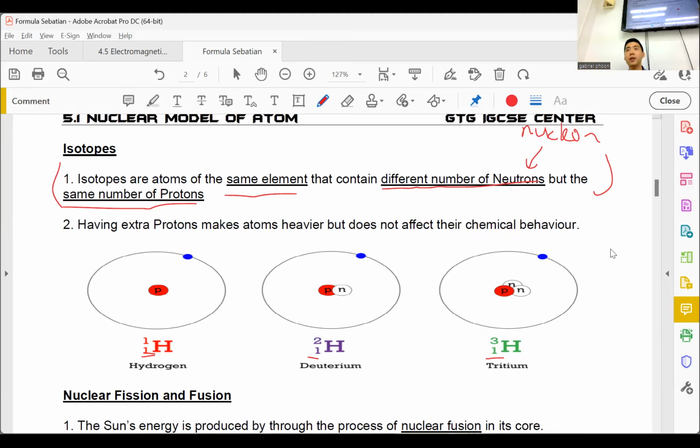Okay, everyone? Understand? This one always comes out in your exam. You need to know how to define it. Copy this down real quick.